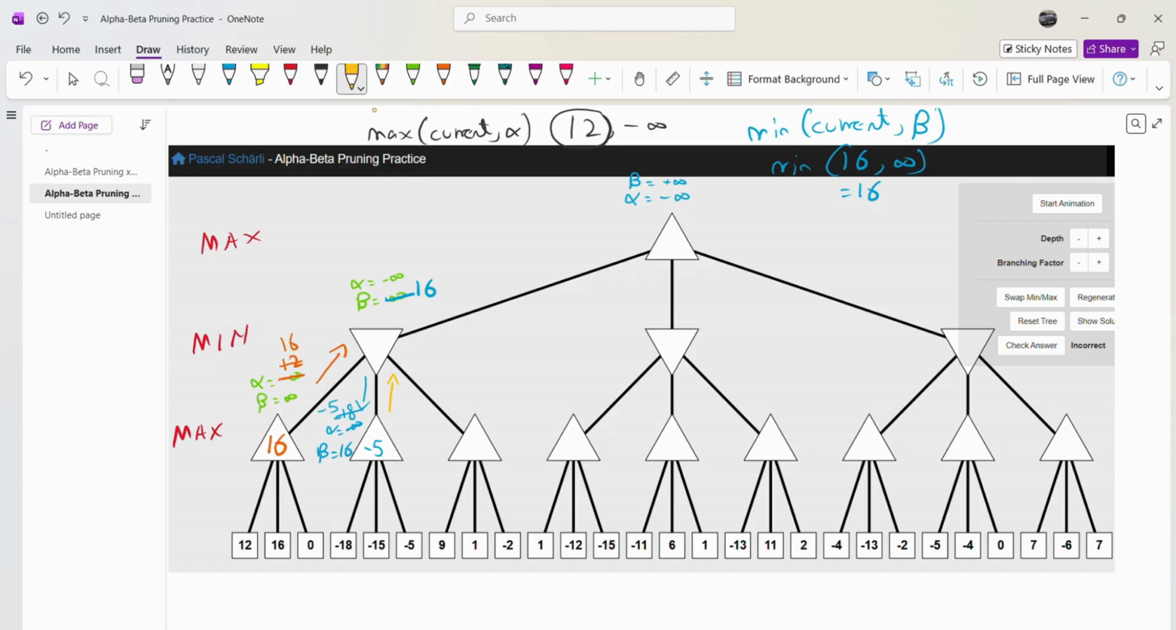minimum check, between the current value and the beta value. So now we have the current value as negative 5 and the beta value as 16. If we see the minimum between these two, we get negative 5. So this changes the beta value to negative 5. And now these values go down to the third child over here. So the third child will have alpha as negative infinity and beta as negative 5.